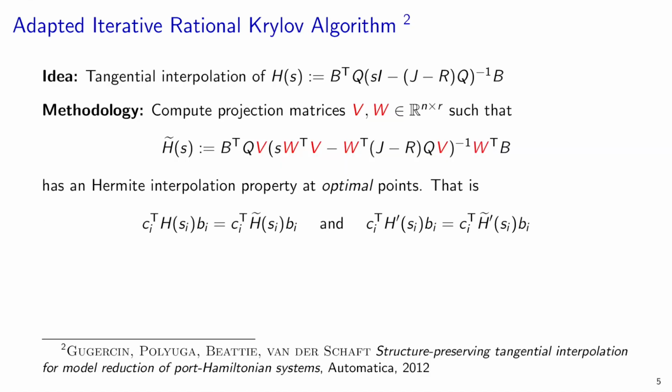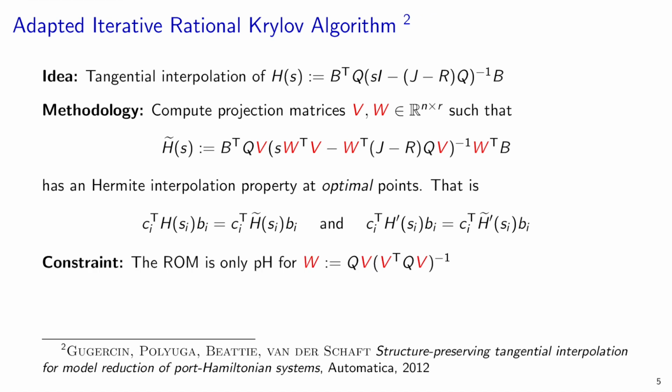On the other hand, IRKA is based entirely on tangential interpolation of the transfer function of the given system. Tall and skinny projection matrices V and W are computed such that H tilde, our reduced transfer function, has a tangential Hermite interpolation property at optimal points s_i. This means that at these points, in certain tangential directions c_i and b_i, the transfer functions and their respective derivatives match. These optimal points are not known beforehand, but IRKA tends to converge to them by means of a fixed point iteration. Now the problem is that the reduced order model is only port-Hamiltonian for a very special choice of W.